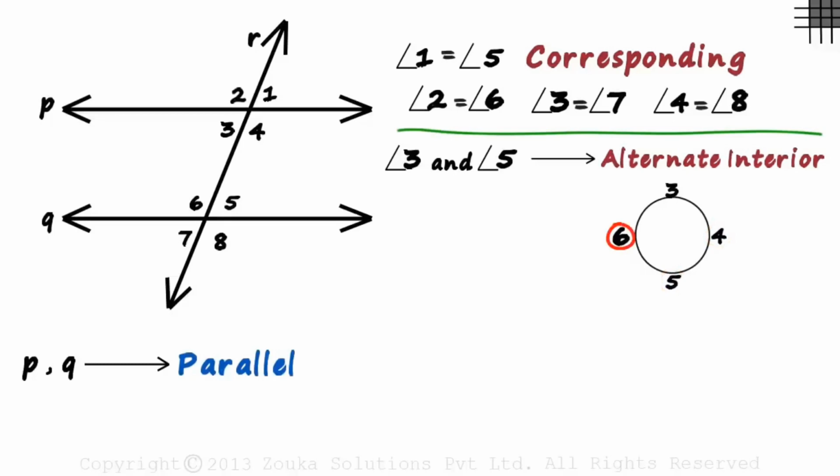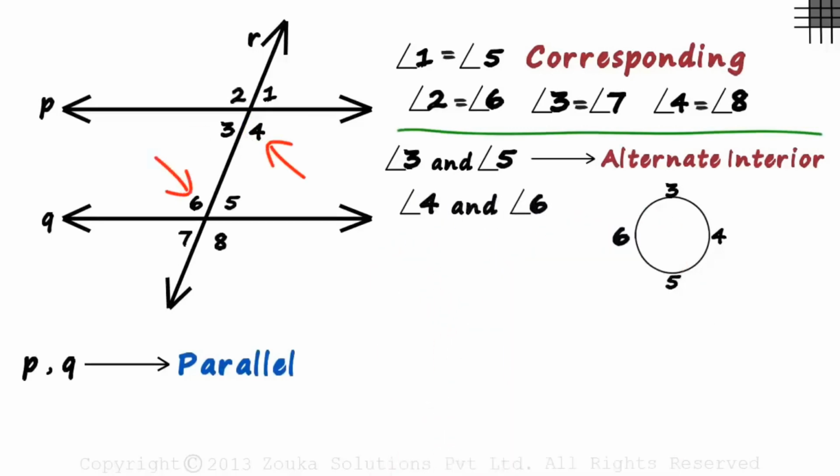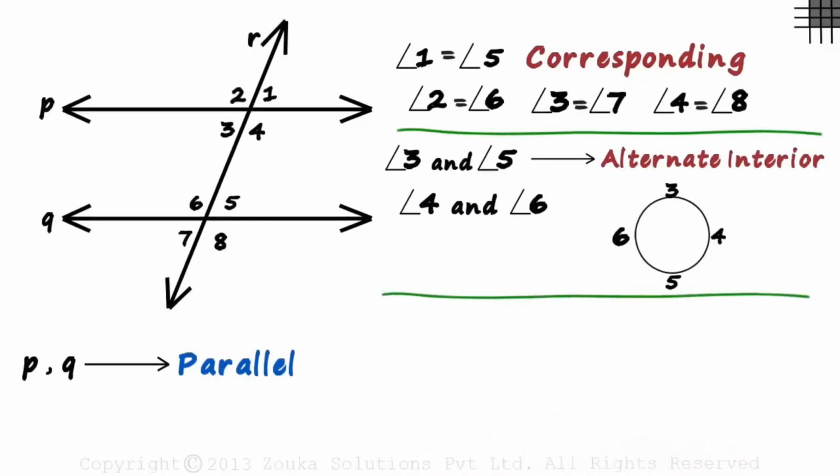Similarly, 6 will be alternate to 4. In this diagram as well, to find the alternate of 3, we skip one position and take the next, which is 5. And similarly, angle 4 and angle 6 are also called alternate interior angles. This was the first type of interior angles.